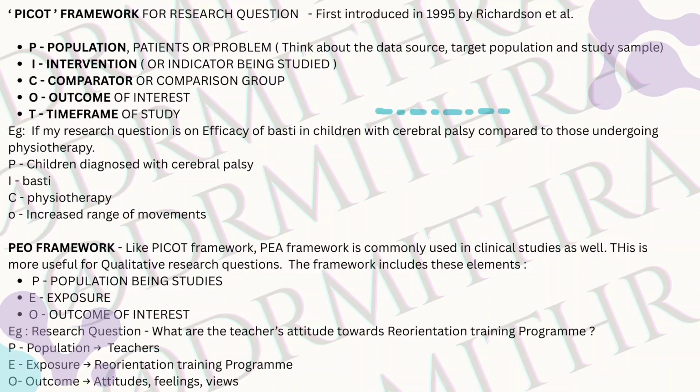For example, if you're studying the effect of Basti therapy in children with cerebral palsy compared to those undergoing physiotherapy, your population would be children with cerebral palsy. Intervention would be Basti. Comparison would be with physiotherapy. O would be increased movement, and T is the specific time period of the intervention.